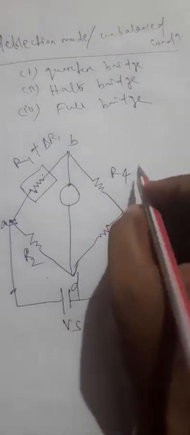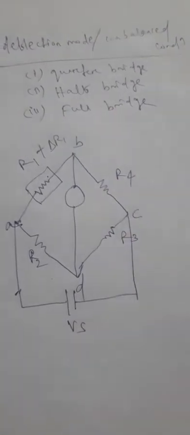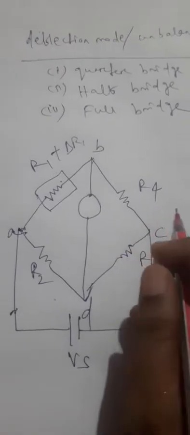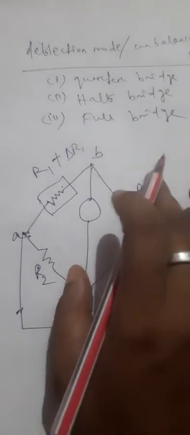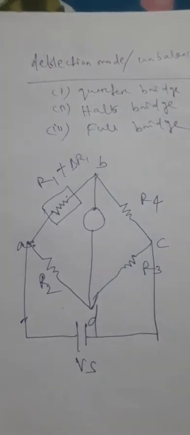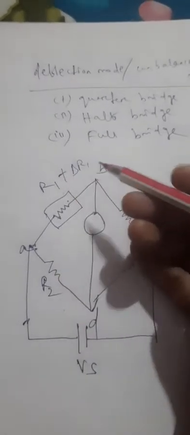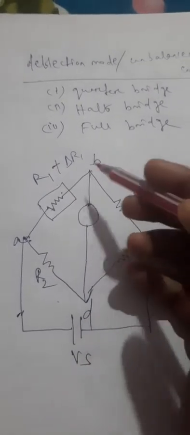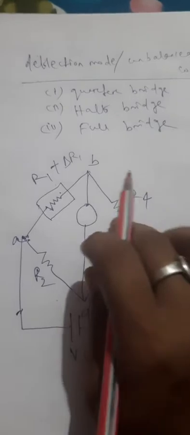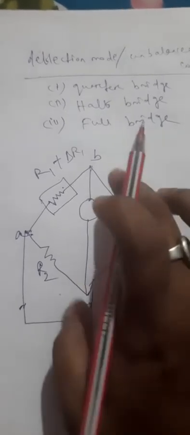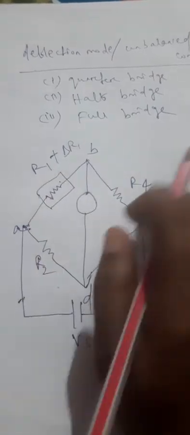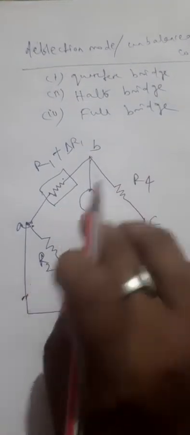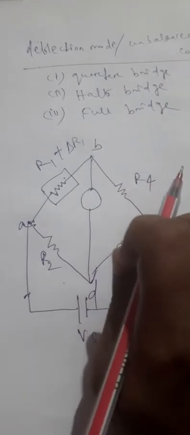In the earlier case, this R4 was changing to maintain this ratio, so that the voltage difference between B and D is 0. But here R4 cannot change, so there will be a voltage difference. So now the circuit is unbalanced. This galvanometer will show a change in voltage between B and D. So we have to calculate the voltage.